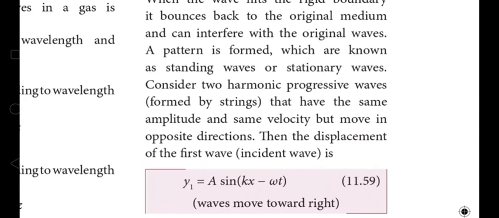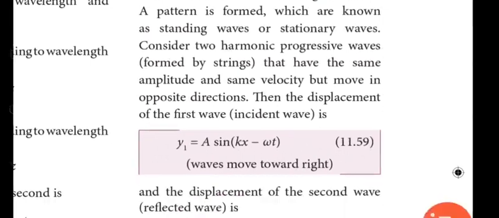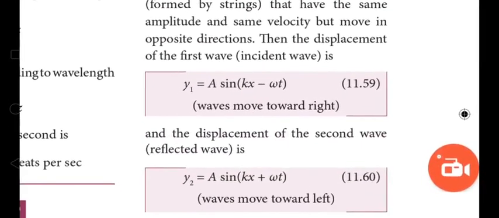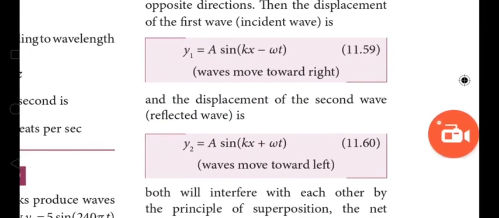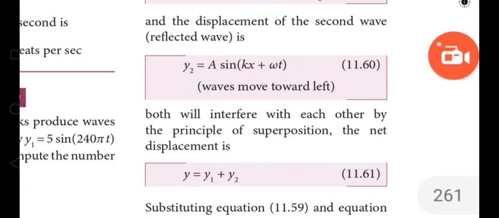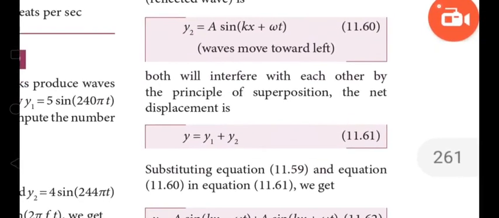The displacement of the first wave is y1 is equal to a sin(kx minus omega t), which moves towards the right. The displacement of the second wave is y2 is equal to a sin(kx plus omega t), which moves towards the left. Both are in opposite directions, and both interfere with each other by the principle of superposition. So the net displacement is y is equal to y1 plus y2.